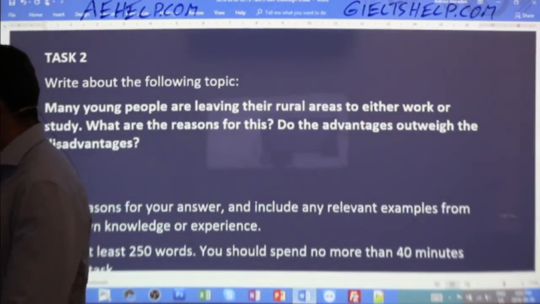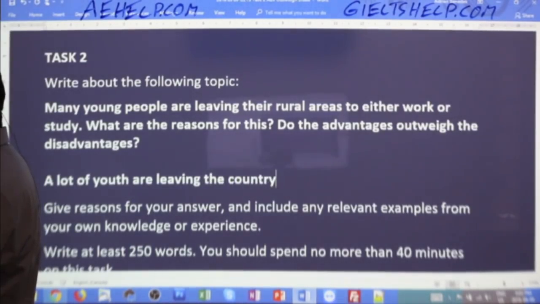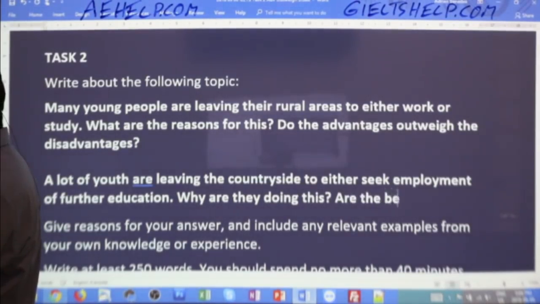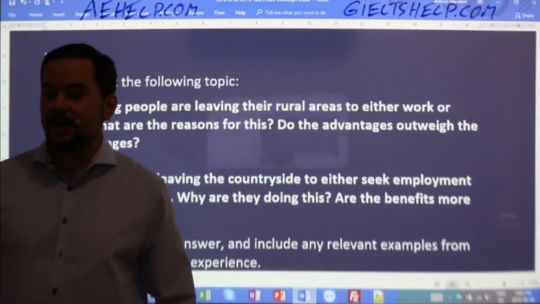So let's do this. Instead of many, a lot of young people, a lot of youth are leaving their rural areas, are leaving the countryside to either seek employment or further education. Why are they doing this? And are the benefits more than the negatives? Okay, so there's the paraphrase.